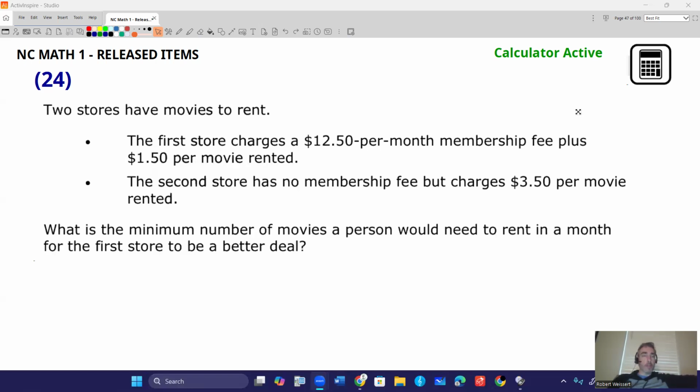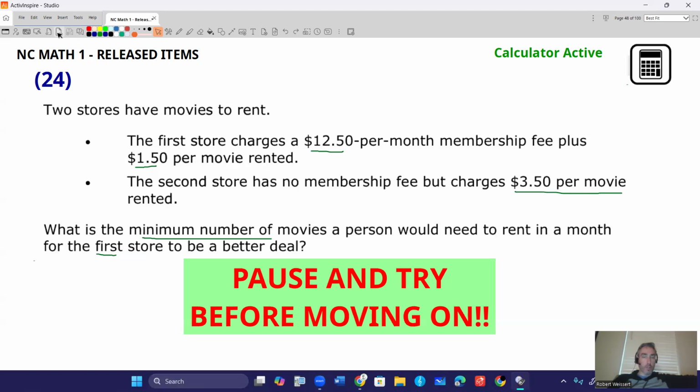So anyway, rant over. The first store charges $12.50 per month membership fee plus $1.50 per movie rented. The second store has no membership fee, but charges $3.50 per movie rented. Here is the question. What is the minimum number of movies a person would need to rent in a month for the first store to be a better deal? A lot to unpack here, but as always, you should pause and try this question.